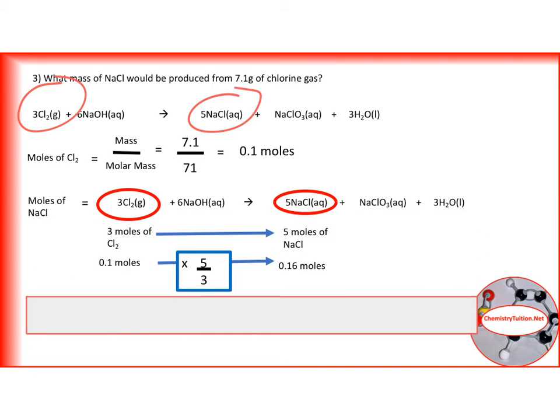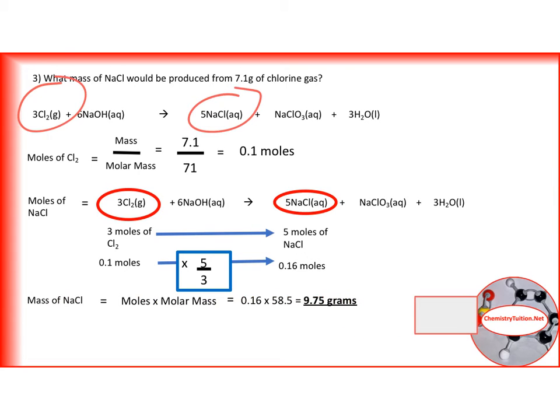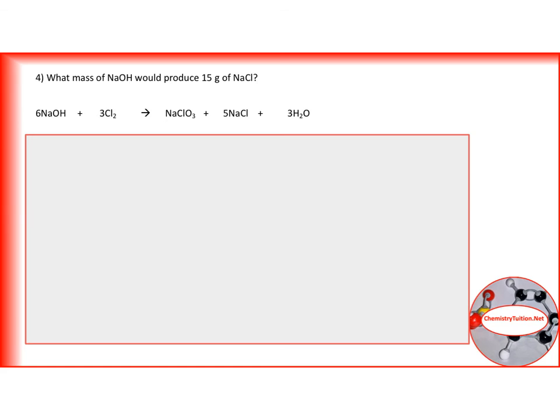So that means I need to multiply my moles of chlorine of 0.1 by 5 over 3. And that gives me 0.16 moles of sodium chloride being produced. And then to work out my mass, I times my 0.16 moles by the molar mass of 58.5 to give me 9.7 grams.